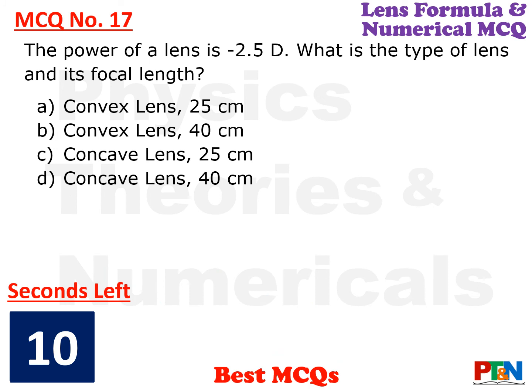Next MCQ. The power of the lens is minus 2.5 D. What is the type of lens and its focal length? 4 options, 10 seconds time. Timer starts now.